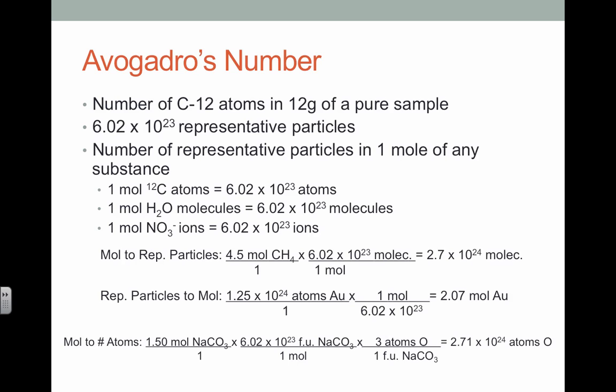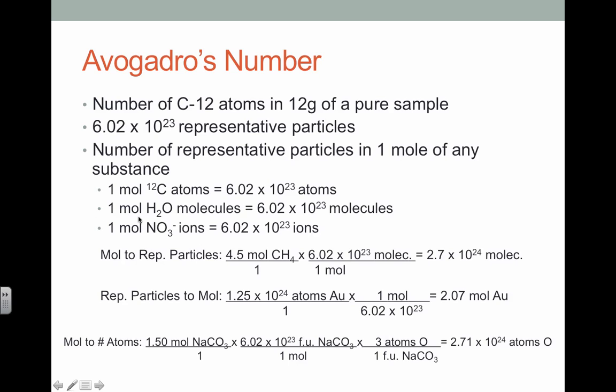But moles can mean things other than atoms. They can mean something known as a representative particle. Representative particles can mean different things depending upon the substance, and we'll talk a little bit about that now. In the first example, we have 1 mole of carbon-12 atoms. In that case, we have 6.02 times 10 to the 23rd atoms. So atoms is one way to refer to a representative particle.